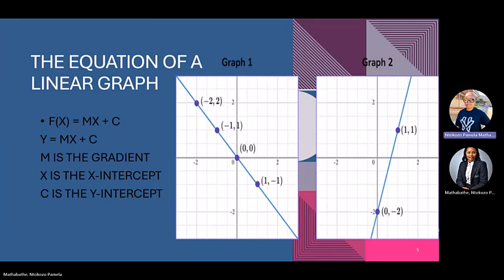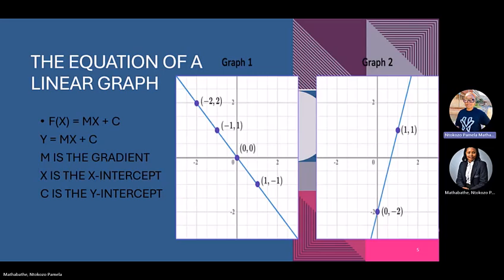Now let's speak about the equation of a linear graph. As we have said, the function of a linear graph is f(x) = mx + c, but the equation is y = mx + c. What is m in our equation? M is the gradient or the slope of the graph. It determines the direction which will be taken by the graph. X is the x-intercept and c is the y-intercept.